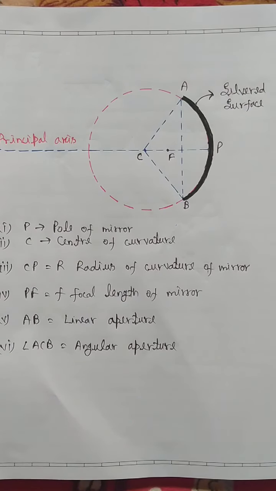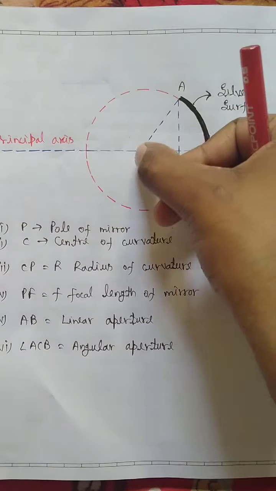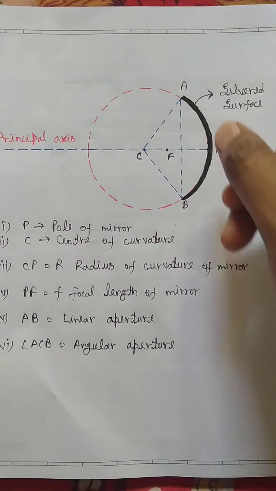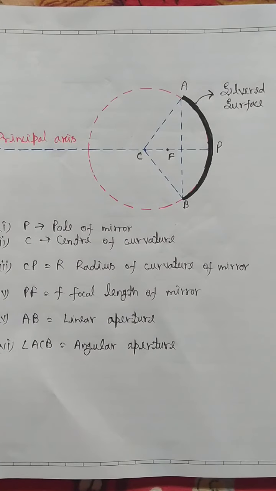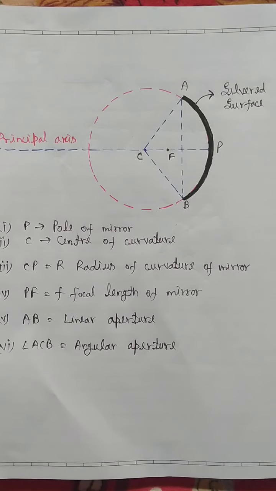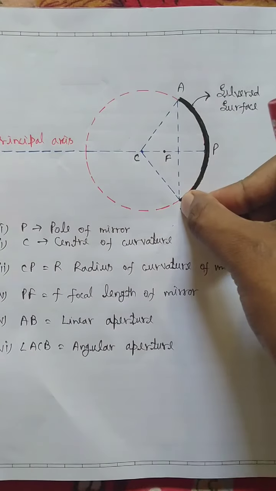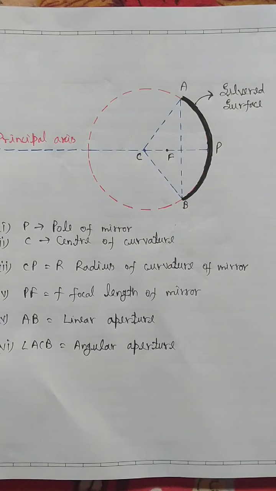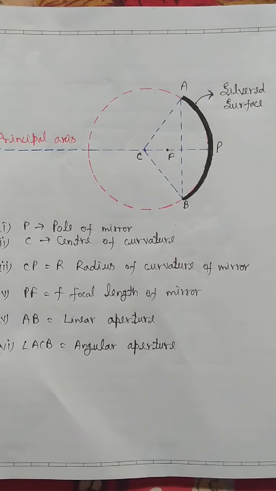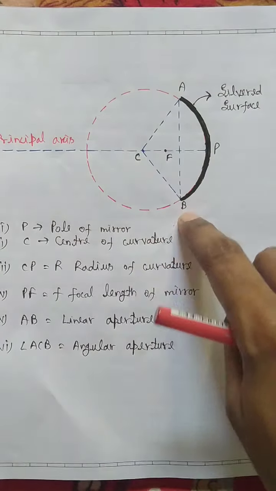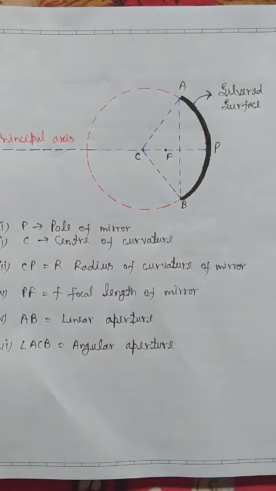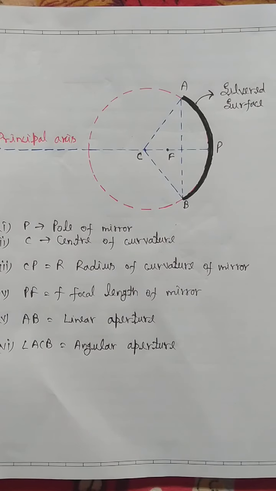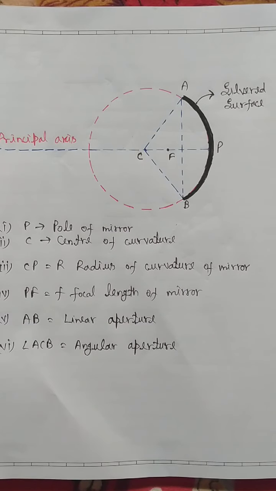Now next, angular aperture. Angular aperture is the angle ACB. It is the angle ACB subtended by the boundary of the spherical mirror at its center of curvature C. That means, again, angular aperture, this is the angle ACB. The angle ACB subtended by the boundary of the spherical mirror at its center of curvature is called angular aperture.